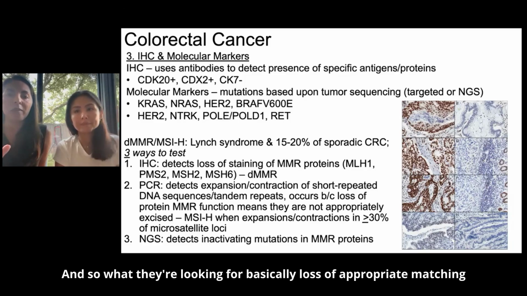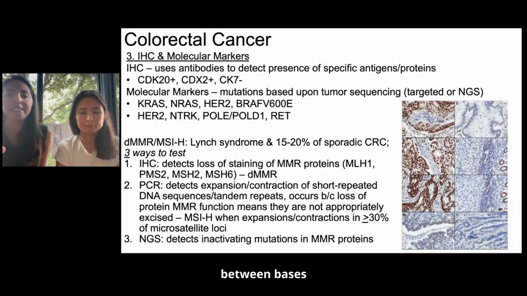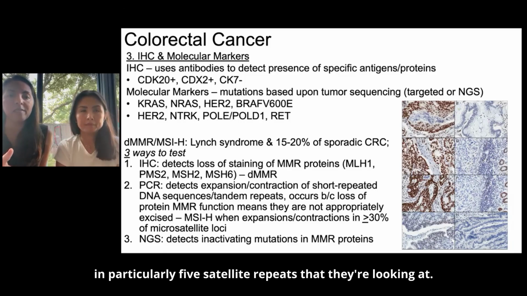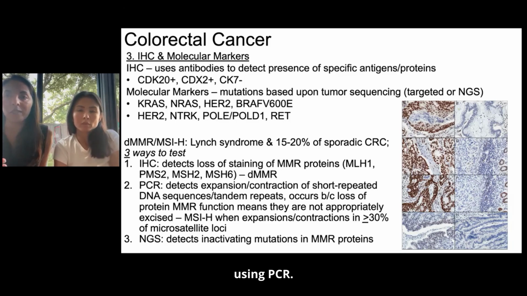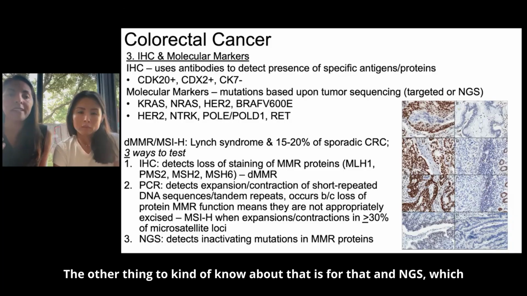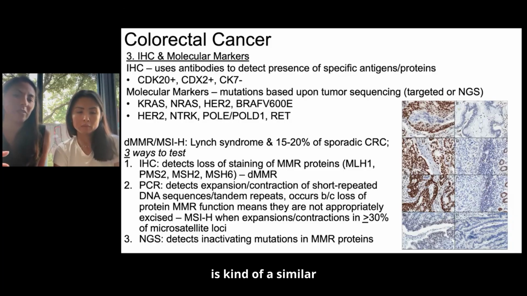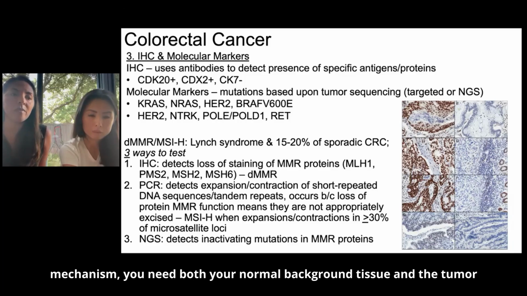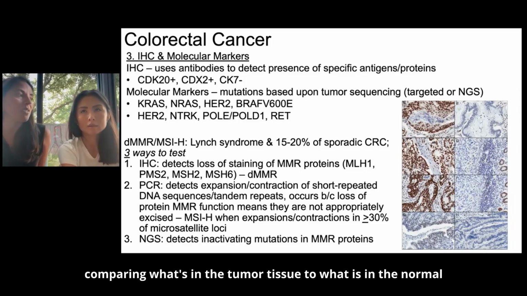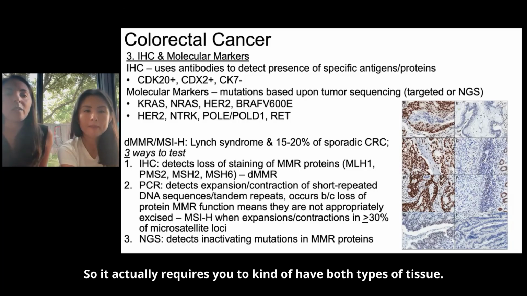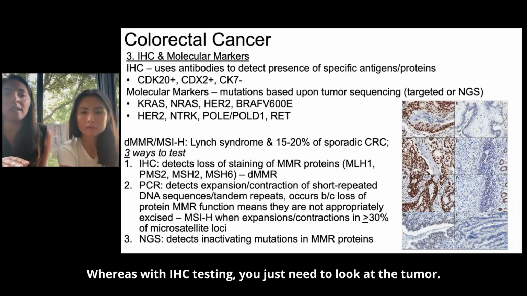Got it. So what they're looking for is loss of appropriate matching between bases, particularly in the microsatellite repeats that they're looking at. So it's a different test, and it's done in a different way using PCR. The other thing to know is that for that and NGS, which is a similar mechanism, you need both your normal background tissue and the tumor tissue, because you're comparing what's in the tumor tissue to what is in the normal background. So it requires both types of tissue, whereas with IHC testing, you just need to look at the tumor.